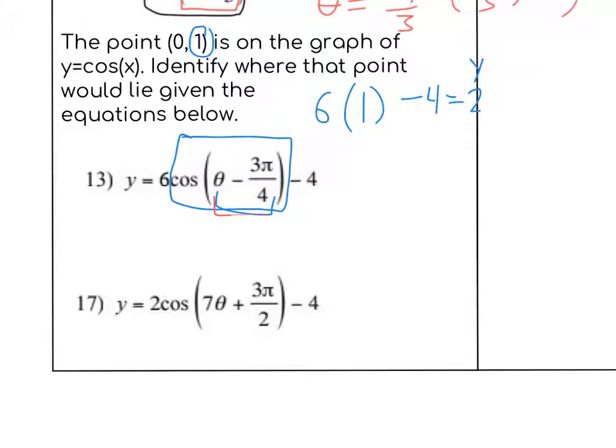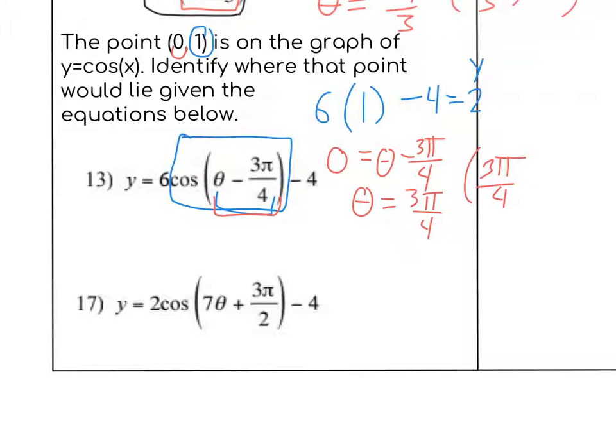For the x, we're going to do the same thing, set this inside equal to the original x value, and we do this in red so we can see that they're connected. And 0 is equal to theta minus 3 pi over 4. That gives me theta is equal to 3 pi over 4. My new point would be 3 pi over 4, comma 2.